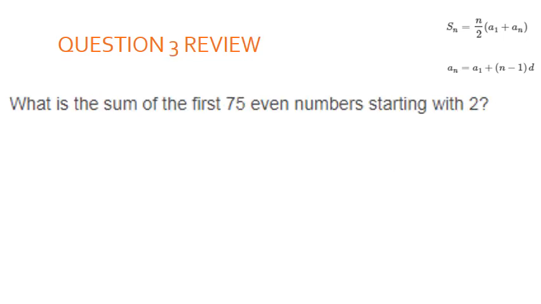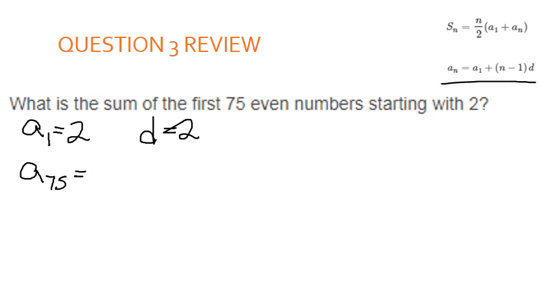All right, so this is just like question number 3. What is the sum of the first 75 even numbers starting with 2? I know that my first term is 2. I know my common difference is going to be 2 because they're even numbers. You have to add 2 each time to get even numbers, right? And now I need to find the 75th one.